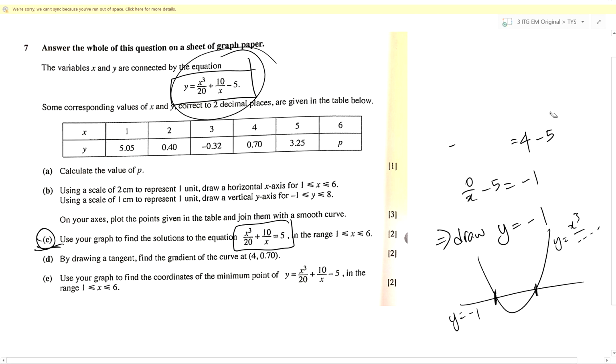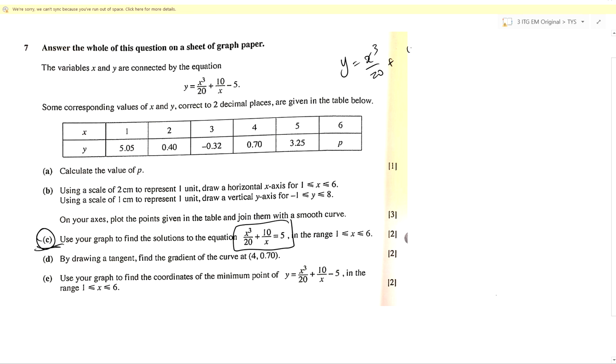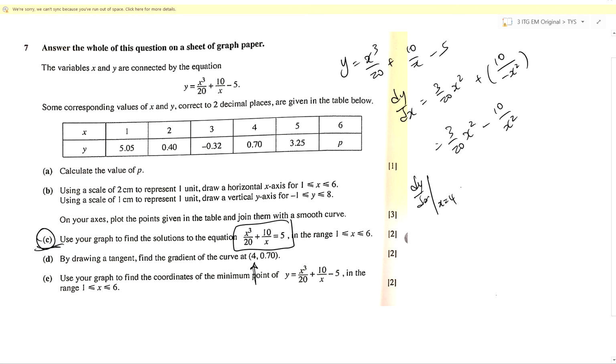Now next, part D. Please continue to look out for this. We are being very kiasu, because as y equals to x cubed over 20 plus 10 over x minus 5. So in pencil, as a side working, this is not for e-maths. We are just trying to secure as many marks as we can. dy dx will be 3 over 20 x squared plus 10 over negative x squared. So this is 3 over 20 x squared minus 10 over x squared. Now they want the gradient at x equals to 4. dy dx when x equals to 4 equals to 3 over 20, 16 minus 10 over 16.